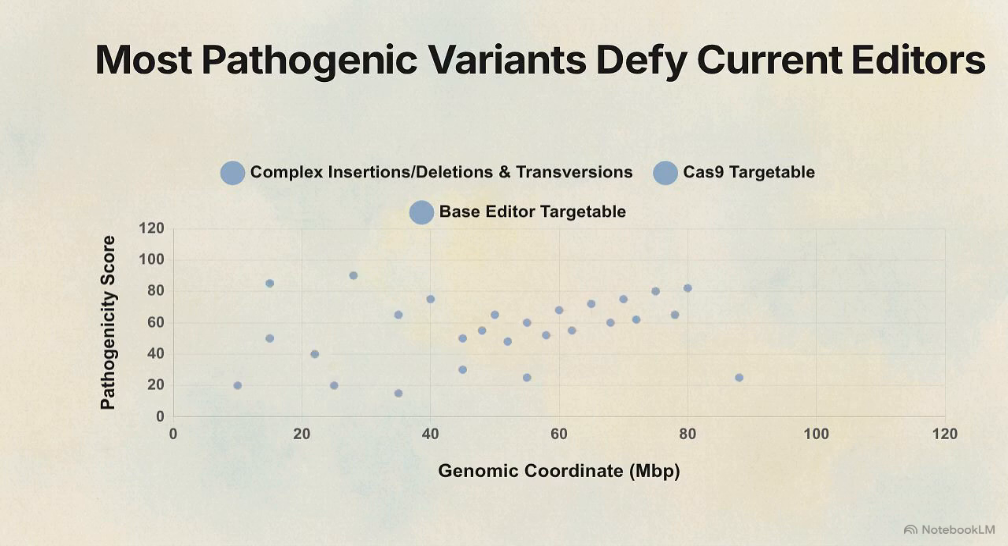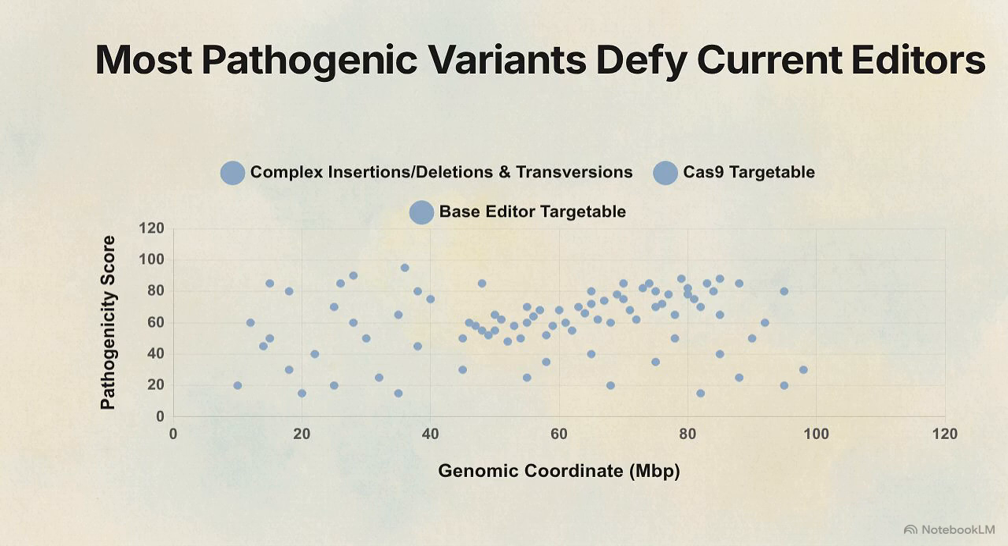This data visualization plots over 75,000 pathogenic human genetic variants currently logged in the ClinVar database. We have mapped the exact molecular coordinates for every single one of these structural errors. But knowing the coordinates does not equal the ability to fix them.